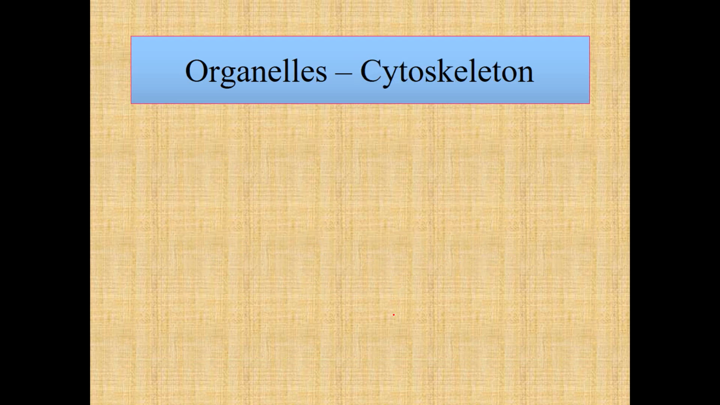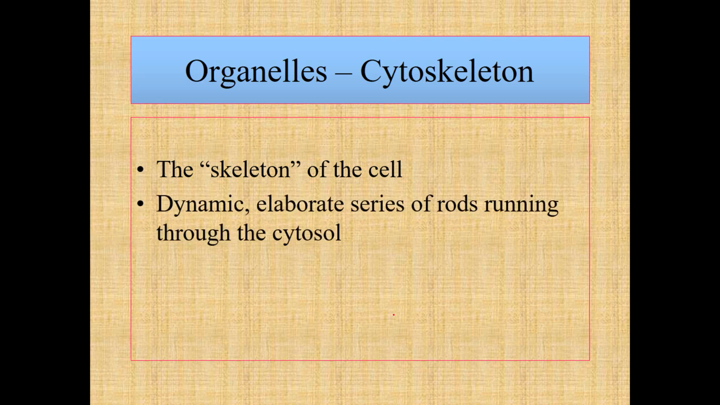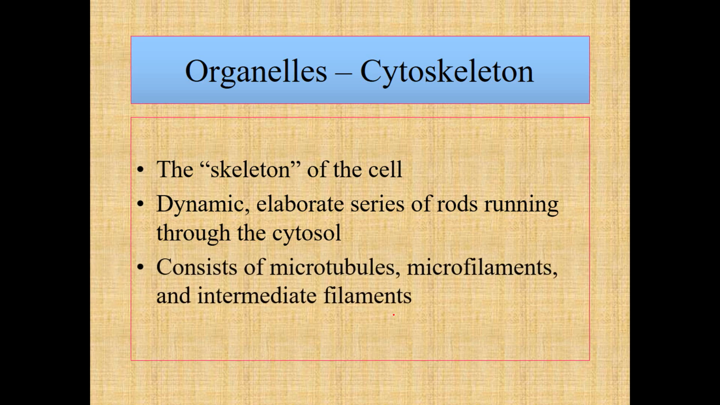All right, cytoskeleton. This is going to be the skeleton of the cell. It's basically a whole bunch of rods that run throughout the cytoplasm, and it really consists of 3 different components: microtubules and 2 others that we're really not going to talk about.